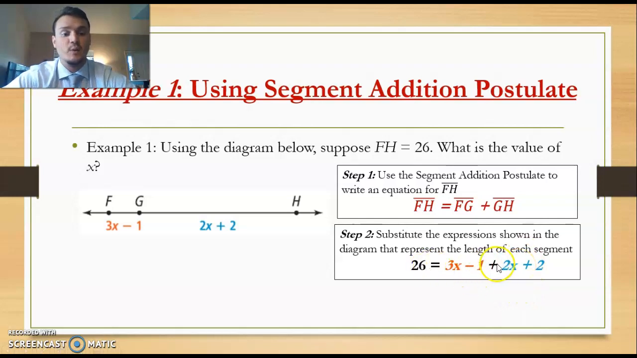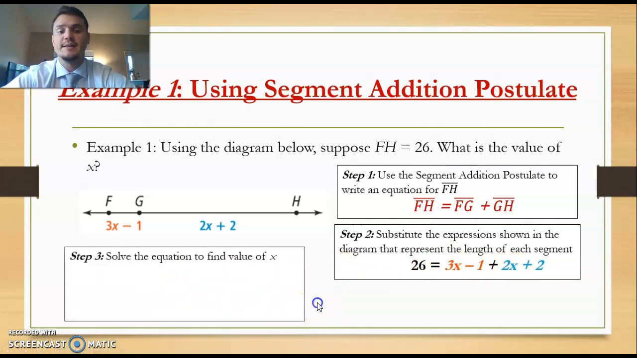Then, after we have this equation set up, you should notice that we can solve it for x because it has one variable. So that's what step 3 is: solving the equation to figure out the value of x. The first step is to simplify this right-hand side. We have a positive 3x plus a positive 2x, which makes a positive 5x. We have a minus 1 plus 2, which makes a positive 1. 26 doesn't change.